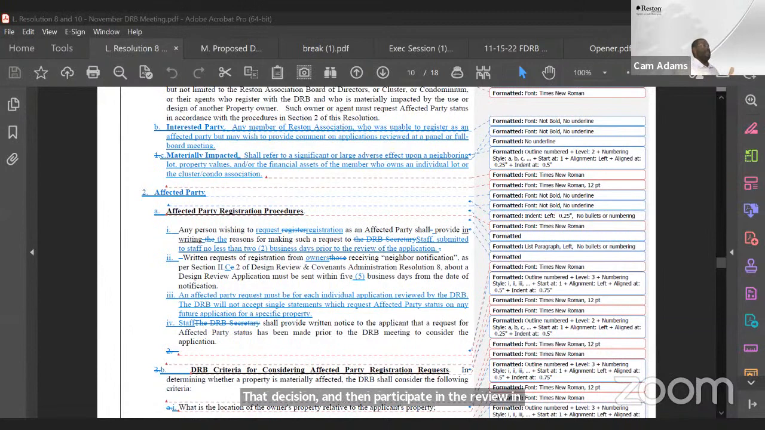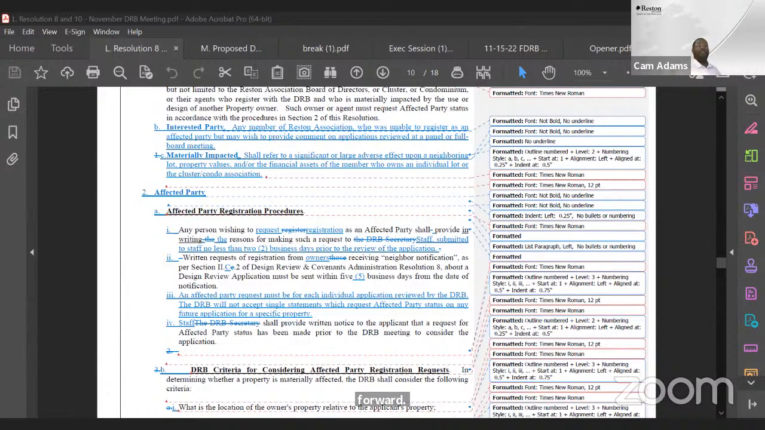So hopefully that gets us across the finish line in terms of members being creative and using the affected party process to prevent projects from moving forward if the DRB deems them to be appropriate.